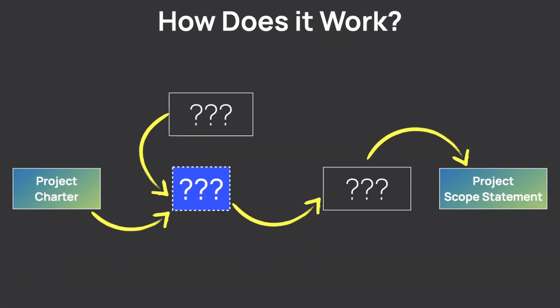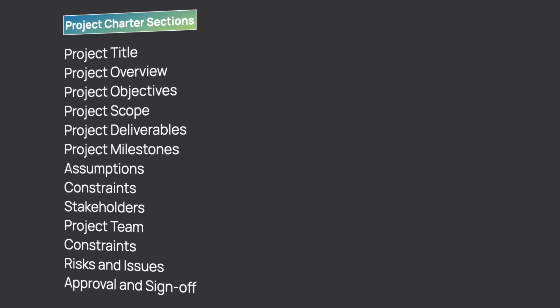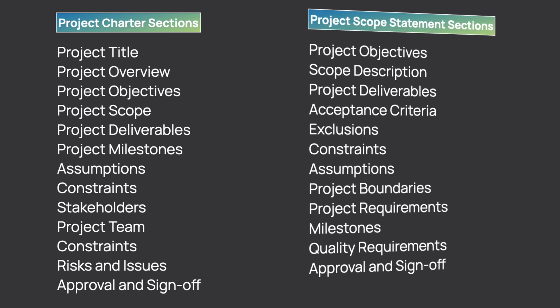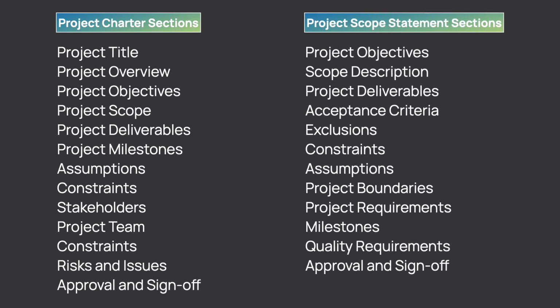So let me ask you this. Do you see a connection between the project charter and the project scope statement? I'm asking because many experienced project managers do not. Let me show you. On the left, we have the list of typical sections of a project charter. And on the right is the list of the typical sections of the scope statement. But let me sort it for you to illustrate the point.